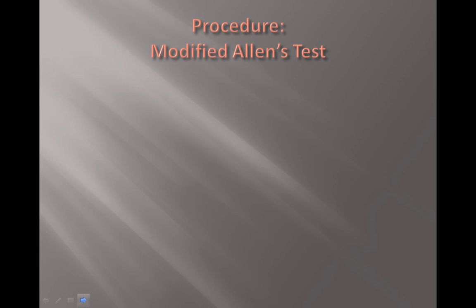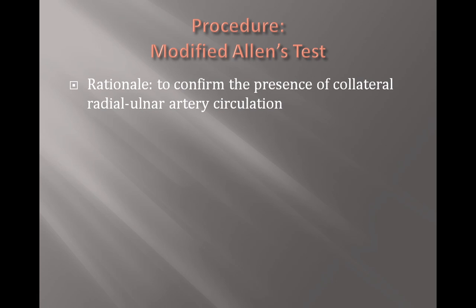Let's take a few minutes to learn about what a modified Allen's test is and how to perform it. This is a quick clinical exam that's been recommended before any arterial punctures to assess the patency of the ulnar artery and an intact superficial palmar arch. This provides the reassurance that we need that there is adequate collateral circulation in the hand.